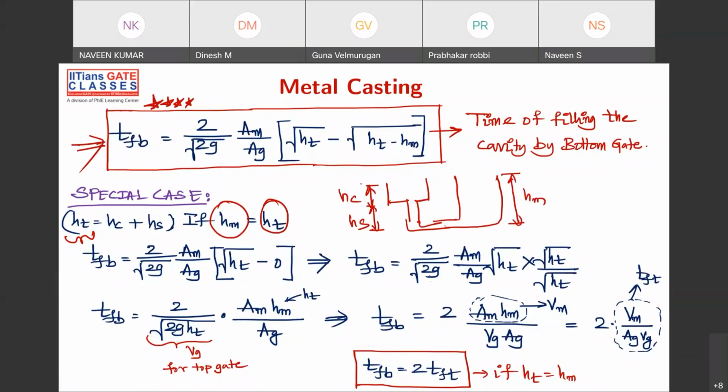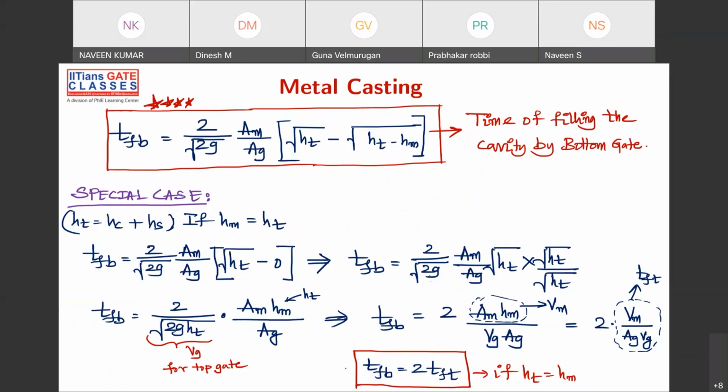Okay, what is HC plus HS? That is HT. If HT is equal to HM, obviously these both are equal, right? Both are the same thing. If these two are equal, then what happens? It boils down to this formula. What is this formula? The time of filling for bottom gating system is equal to 2 times the filling of top gating system.